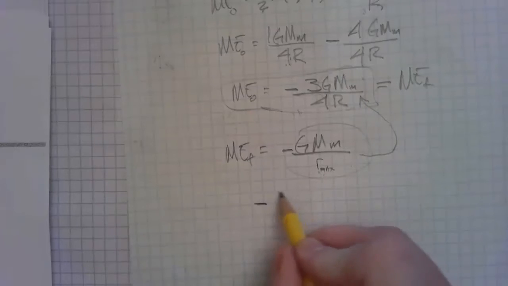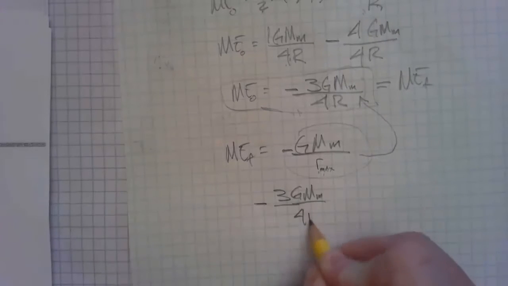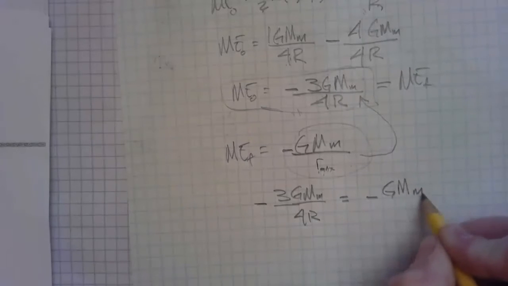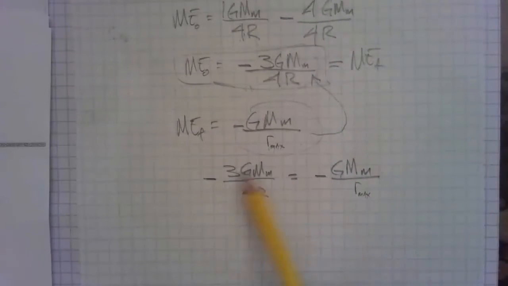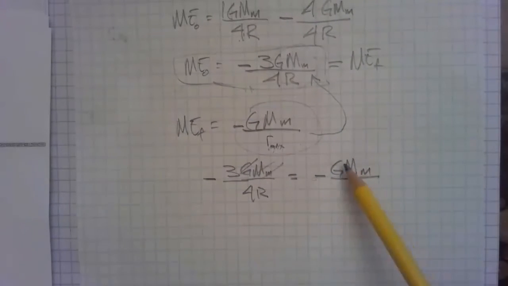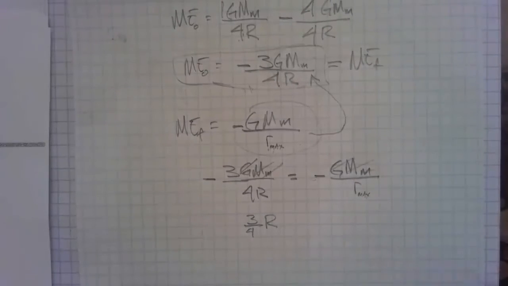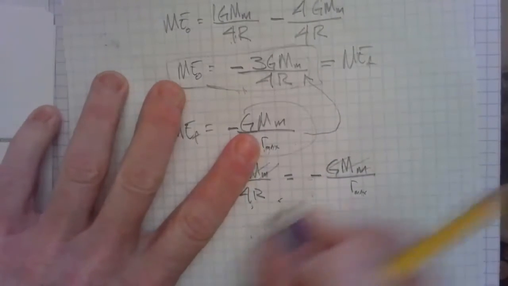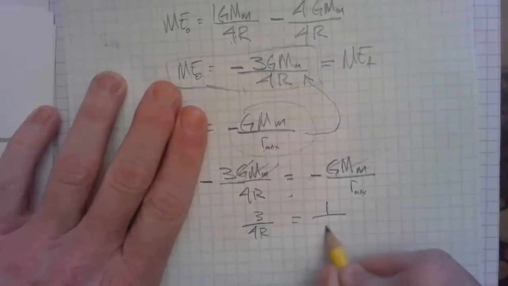So negative 3 big G, big M, little m, over 4r equals negative big G, big M, little m over r max. Some things happen here. Negatives are going to go away. G's and M's are all going to go away. So I really have 3/4 R. No, not 3/4 R, that R is in the bottom. Be careful. Let's just keep it like it is. 3/4R equals 1/R max.